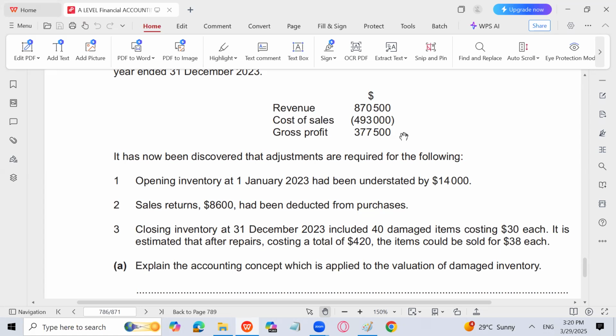कम हो गई. सेल्स भी ज्यादा हो गई, 8600 से कॉस्ट ऑफ सेल कम हो गई, 8600 से ग्रॉस प्रॉफिट डबल अमाउंट से क्या हो गया? ओवरस्टेट हो गई, बेसिकली 17,200. तो वो आपको ग्रॉस प्रॉफिट में से माइनस करना पड़ेगा. बट अगर आप एंट्रीज पास कर लेते हैं तो इवन दैट इज फाइन.